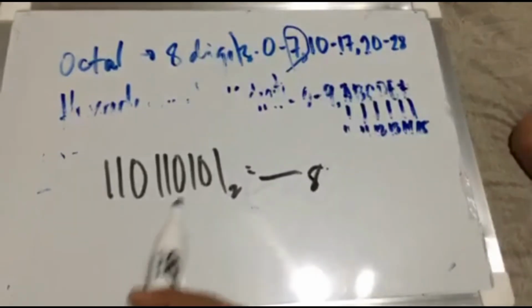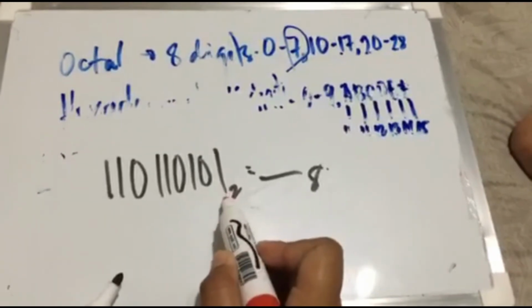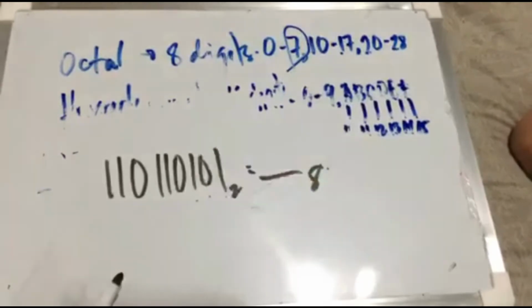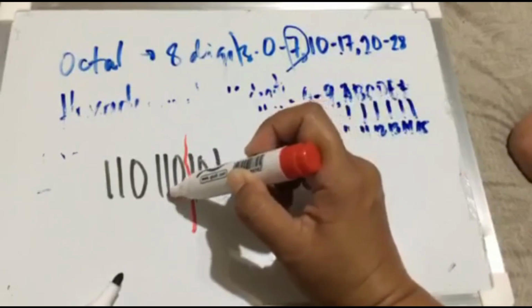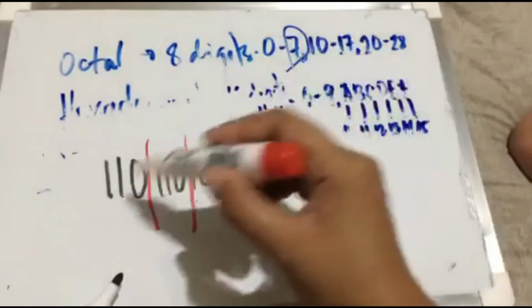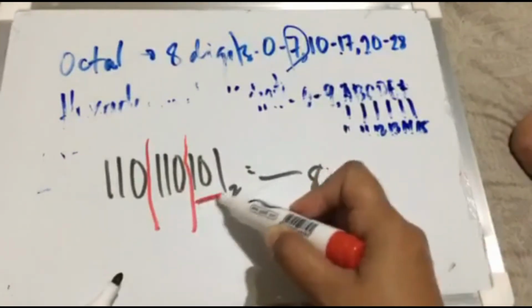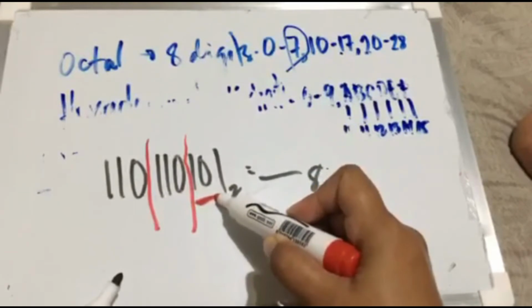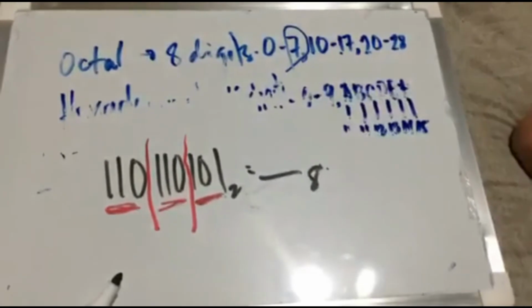Yan. If we're going to convert it to octal, we have to group it by 3. Okay? So, sabi ko kanina, from the rightmost number, 1, 2, 3. So, ito siya. Yan. And then, 1, 2, 3. Yan. Okay? So, this is still your first digit, second, and then third. If we're going to convert it to octal.